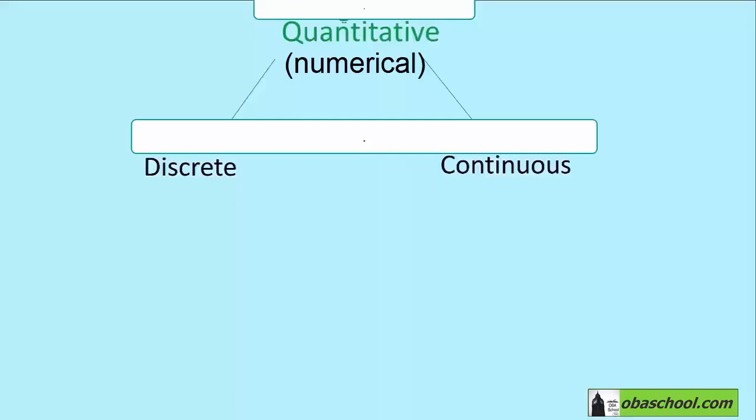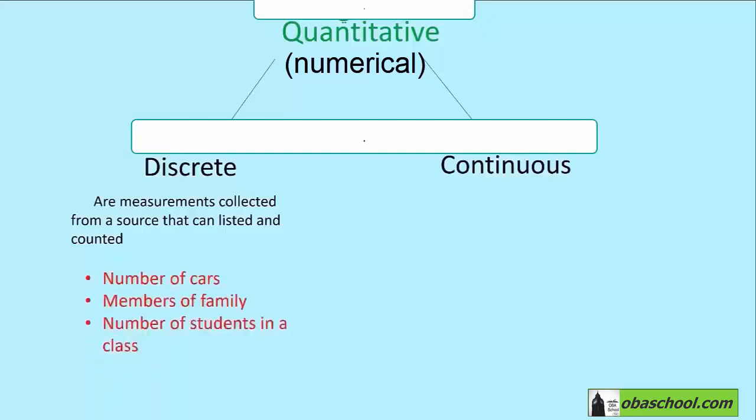In this video we will give a further explanation about quantitative data. In previous tutorials we were talking about the types of data and we said that we have quantitative and we have qualitative. This video is dedicated to explaining what quantitative, or in other words numerical, data is. Quantitative data may be discrete or continuous.